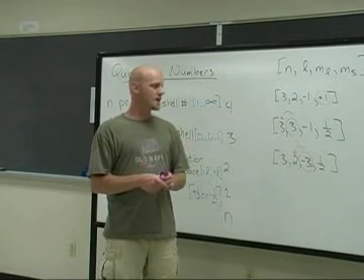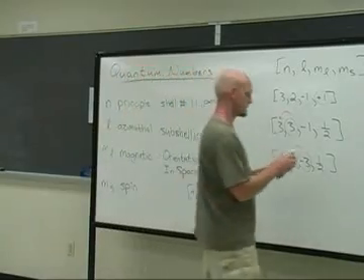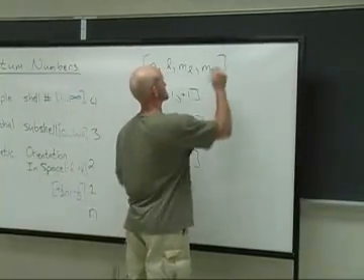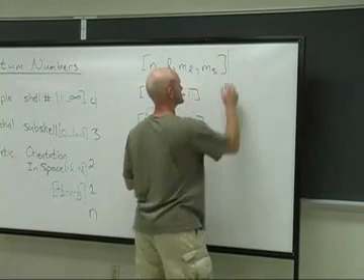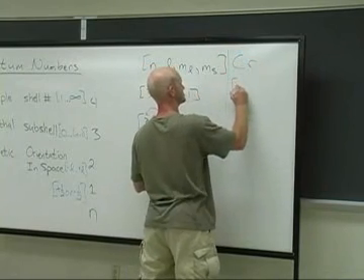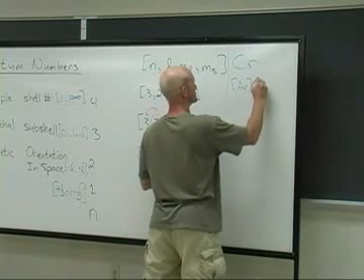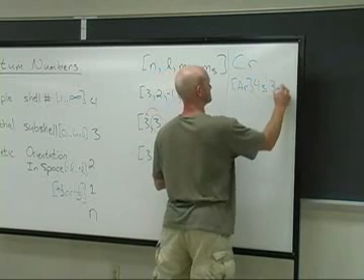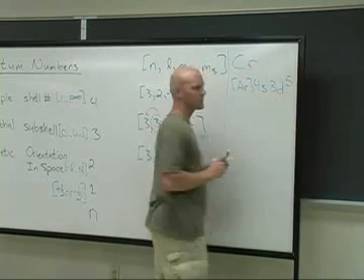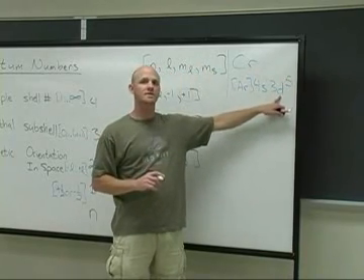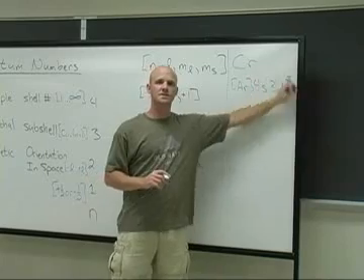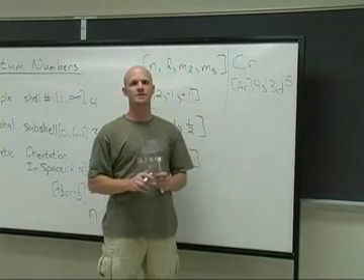So, say you've got chromium. If you see chromium, are the d electrons full? No. Then they're typically counted as valence. And chromium would be considered to have 6 valence electrons.